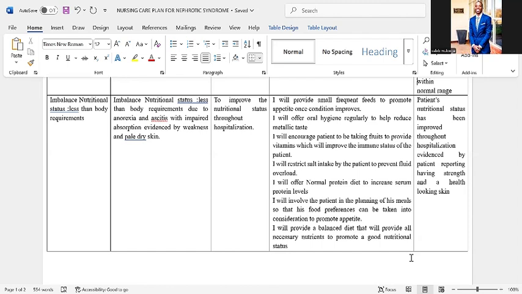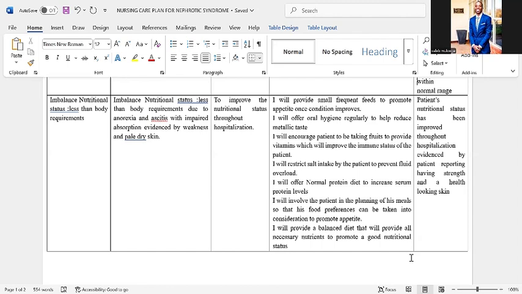Number five, I'll provide a balanced diet that will provide all necessary nutrients to promote a good nutritional status. On nutrition, you have plenty of points, as you can see from the video, but I will not go through all of them. I have just chosen a few points that I would include in my video. All those are addressing the fact that the patient has poor nutrition.